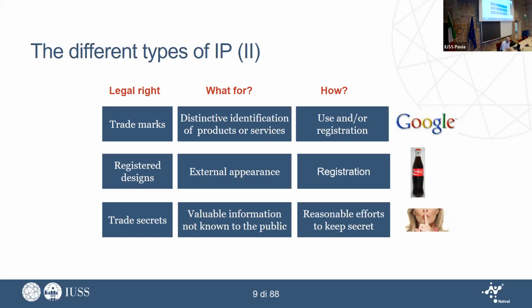The other types of IP: trademarks, registered designs, and trade secrets. Trademarks are the distinctive signs indicating the source of a product or a service, or maybe the name of the business company. They can include, for example, the names, of course, the logos, the images, but also the colors applied by the owners, and the shape or wording of the font.